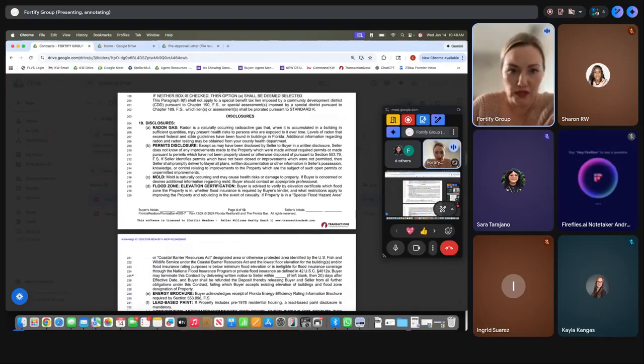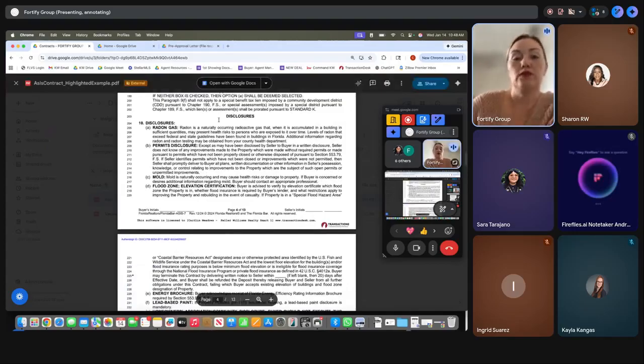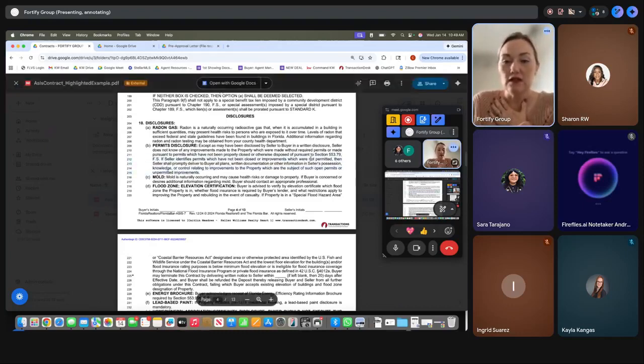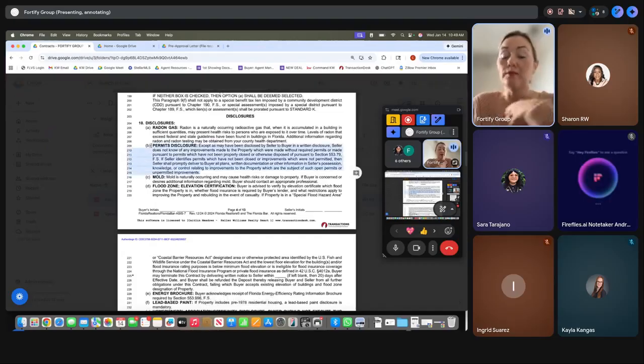So the next couple sections are about the different disclosures written within the contract. Radon gas is naturally occurring in Florida. FYI to your buyers. Permits, they may or may not be open. Title work does their best to look into it. We're not responsible for obtaining that information, and it's up to the seller to provide the best information that they have to the best of their ability, but they may not have all the information.